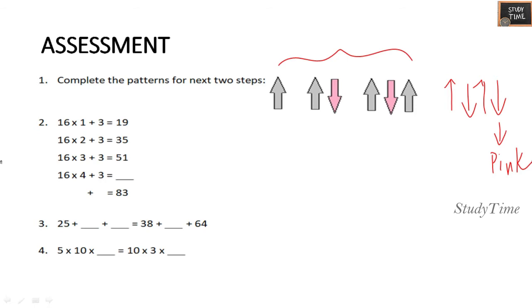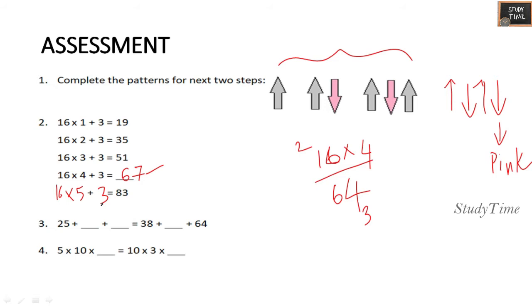Next, 16 into 1 plus 3 gives 19. Similarly, you have to find for this. So 16 into 4 gives 64. Plus 3, the answer is 67 here. Similarly, for this, 16 into 5 plus 3. So you will get 80 plus 3. The answer is 83.